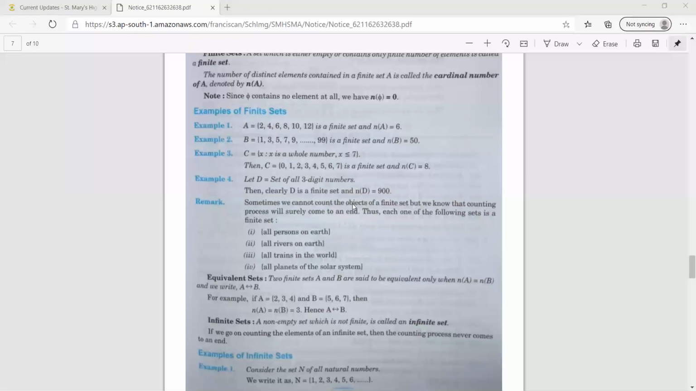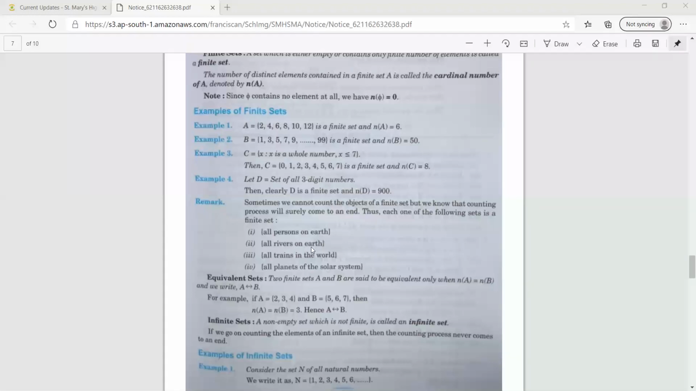Sometimes we cannot count the objects of a finite set, but we know that the counting process will surely come to an end. Thus, each of the following sets is a finite set. For example, all persons on earth. It is a very, very difficult task. It is going to take a lot of time, but it is possible. So this is a finite set.